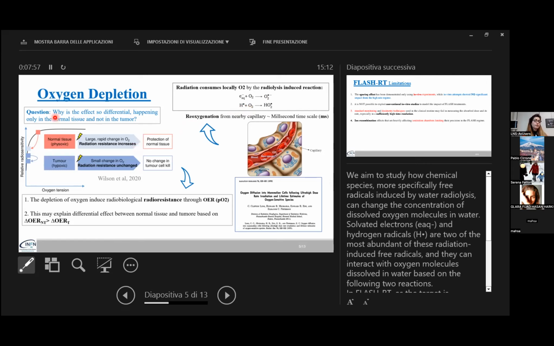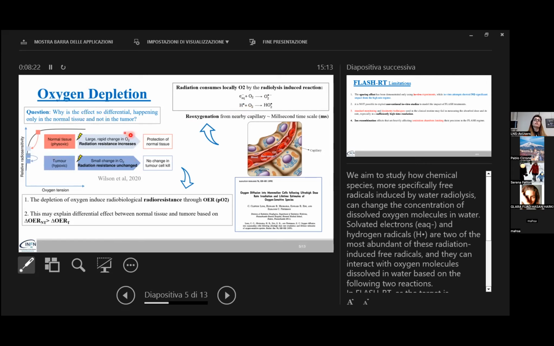The question is related to oxygen and the flash effects. Another question is, why is the flash effect so differential? It means it's happening only in the normal tissue, not in the tumor. The answer to these questions is not clear yet, but maybe it's related to oxygen depletion.